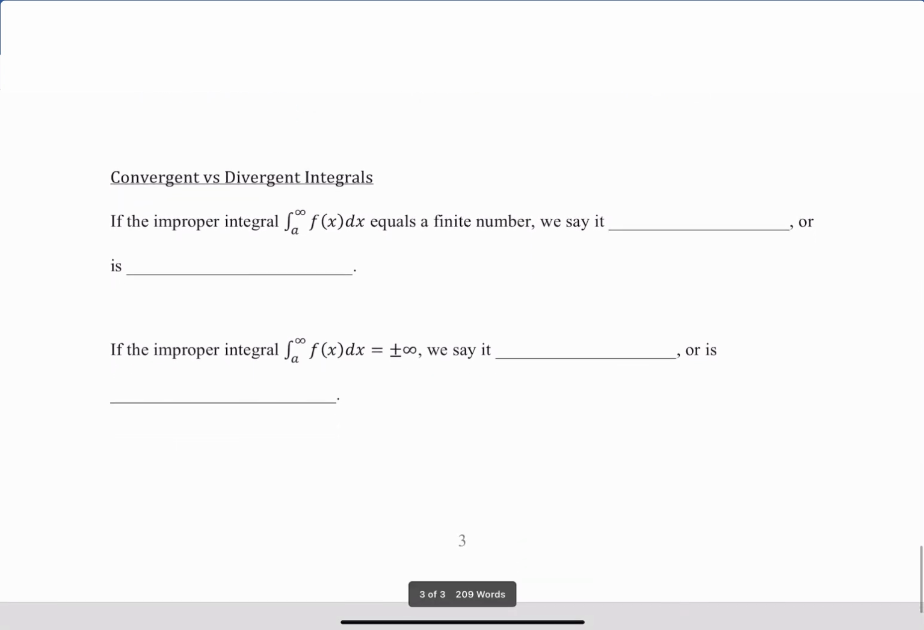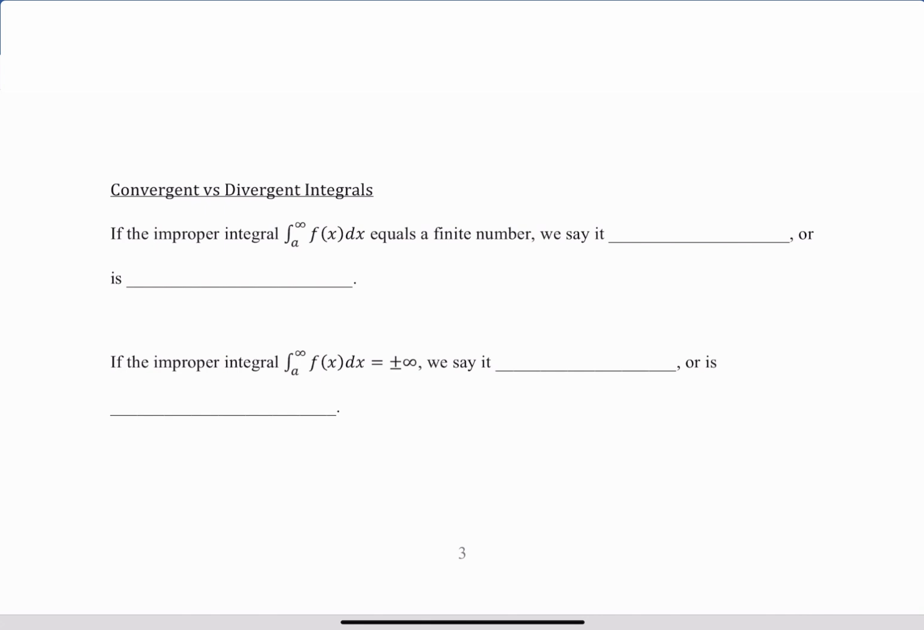Now on the homework, it's going to say, evaluate each improper integral if it is convergent. If it is not convergent, write divergent. So what do those words mean? Well, if the improper integral equals a finite number, we say it converges or is convergent. And in that case, you're going to give the numerical answer.